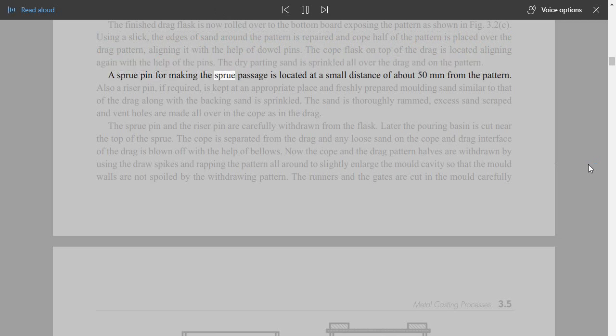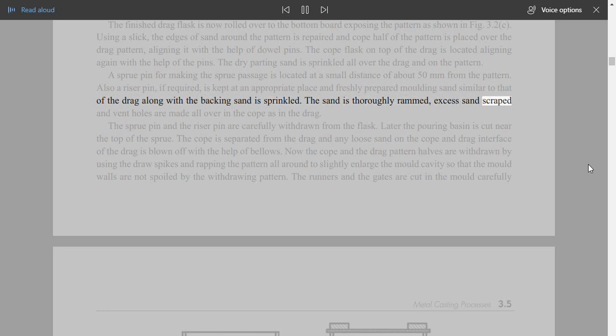A sprue pin for making the sprue passage is located at a small distance of about 50 millimeters from the pattern. Also a riser pin, if required, is kept at an appropriate place, and freshly prepared molding sand similar to that of the drag along with the backing sand is sprinkled. The sand is thoroughly rammed, excess sand scraped, and vent holes are made all over the cope as in the drag.